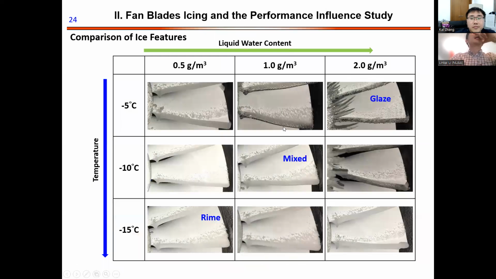After the icing test, we take pictures of all the blade ice buildup here. You can see the significant difference between the liquid water content and the temperature's influence. The right corner here is close to the glaze ice condition, but the left corner is typical rime ice. And the middle, people always call that the mixed ice. It's between the glaze ice and the rime ice.